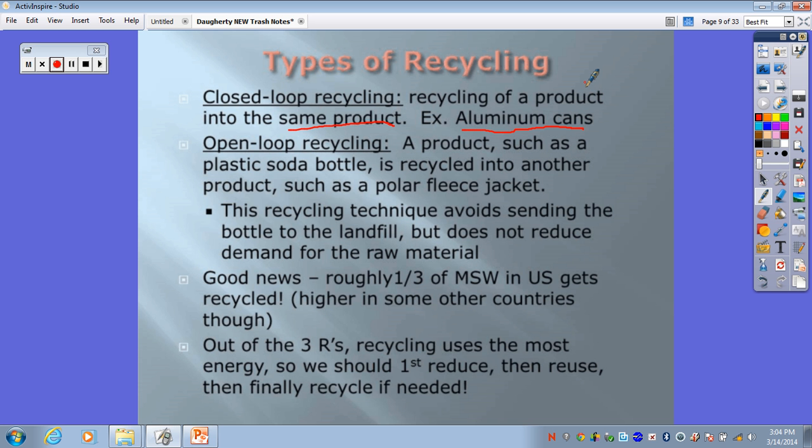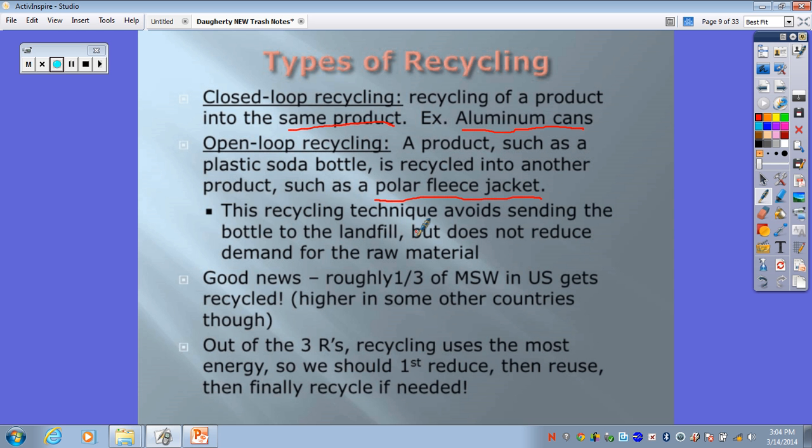Steel cans, like the cans that you would have your soup and cat food and that sort of stuff in, those also are greatly recycled. So that's another good success story. Okay, and then a different type of recycling is called open loop recycling, and that's where a product such as a plastic soda bottle can be recycled into something totally different, like a polar fleece jacket. And if you guys are familiar with the company Patagonia, which I've seen quite a few of you guys wear some of their fleeces and stuff. They're a really cool company. They do a lot of this recycling where they turn plastic stuff into fleece jackets. That's one reason why some of their stuff is a little bit more expensive.